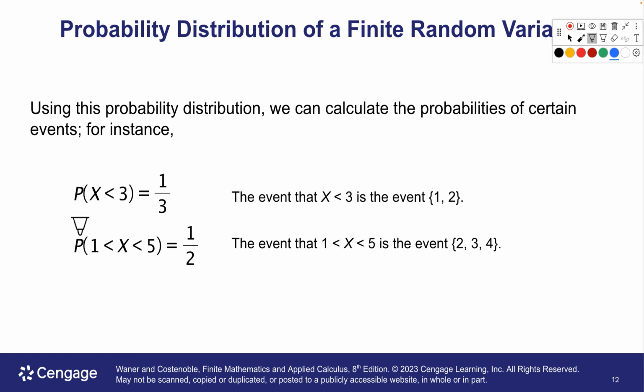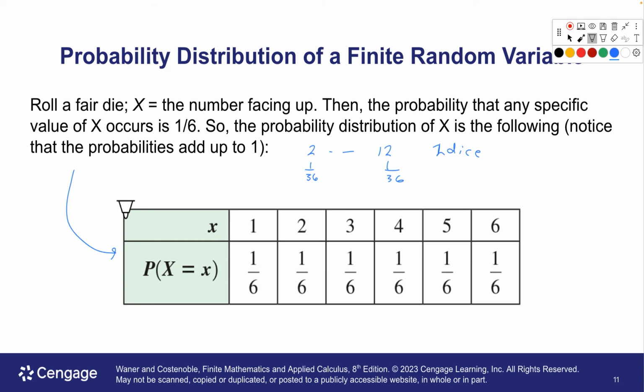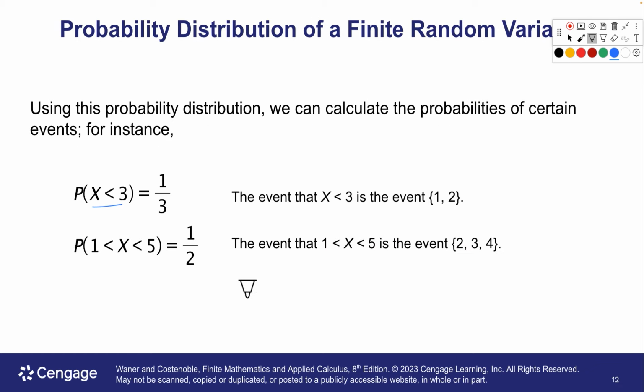And again, with probability distributions, we can ask questions more abstractly. The question we might look at is: what is the probability that x is less than 3? Less than 3 means either a 1 or a 2, so that's 1/6 plus 1/6, which is 2/6, which is 1/3.